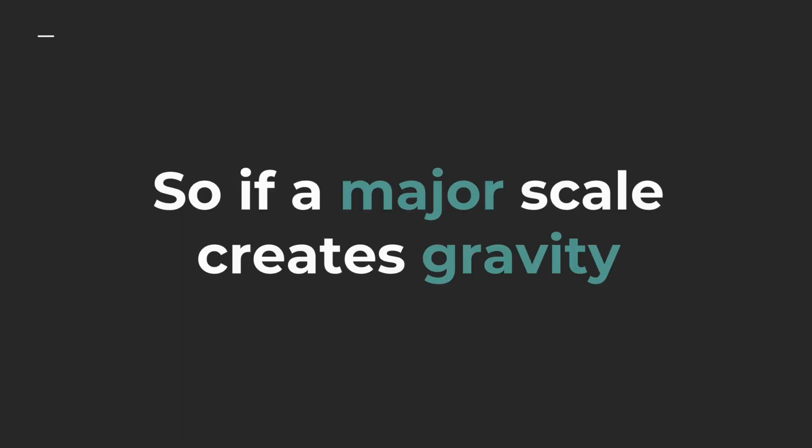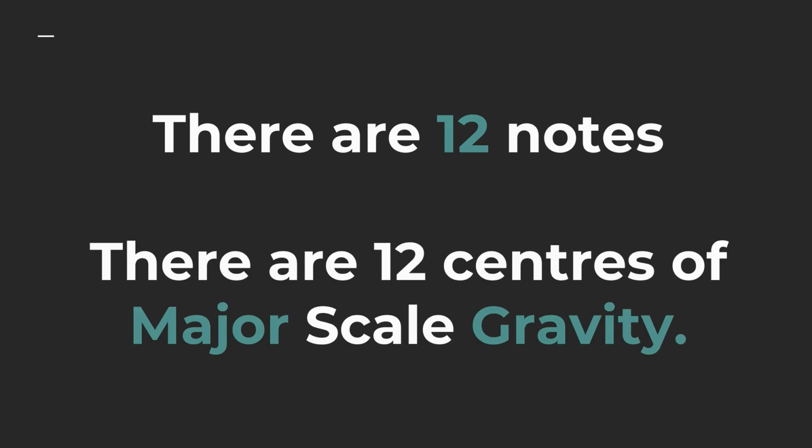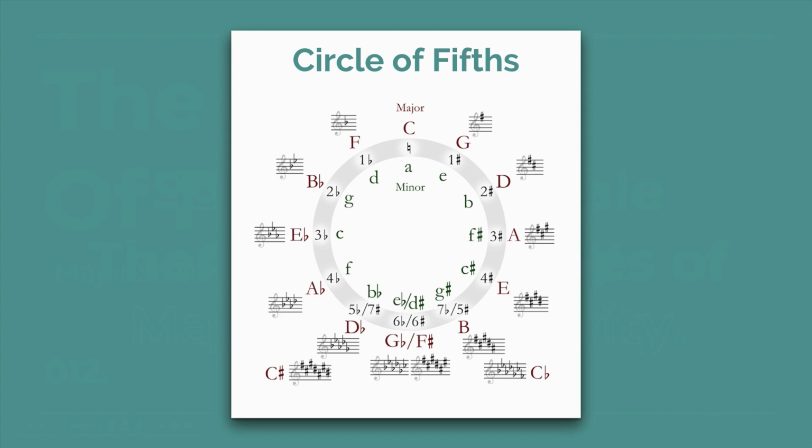So if a major scale creates gravity, and there are 12 different notes in the chromatic scale that we can start that major scale on, then that means that there are 12 centers of major scale gravity. And one of the best ways to visualize and use these different centers is through something called the circle of fifths. Now, initially that probably looks a bit complex, so let's take it away.